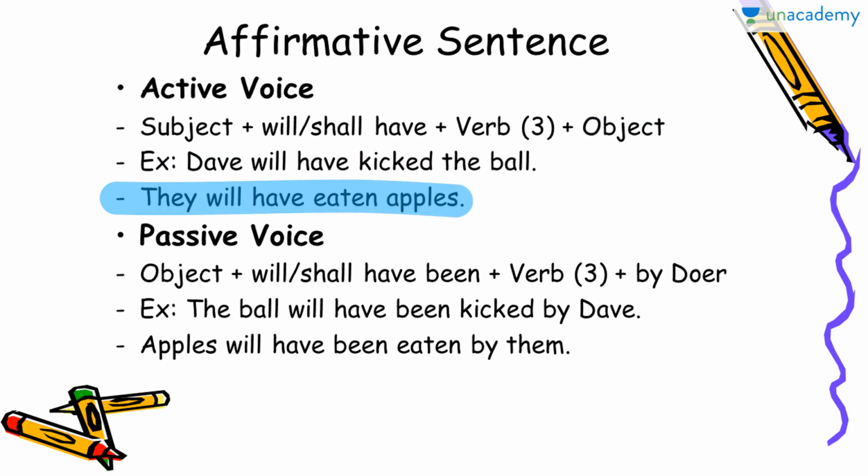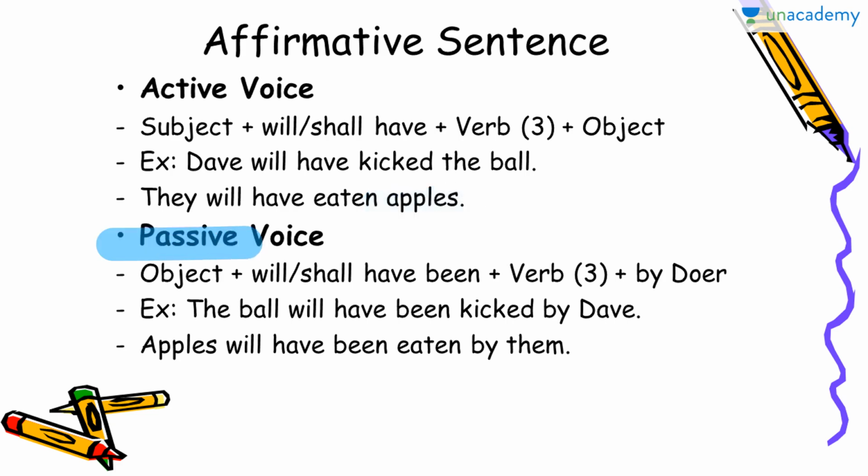They will have eaten apples. So here we see that Dave, these people are doing the action. That is why their name is there in the starting of the sentence. Followed by will, then have, which is a fixed word for future perfect tense, then verb third form, kicked and eaten, and then the object on which work is done.